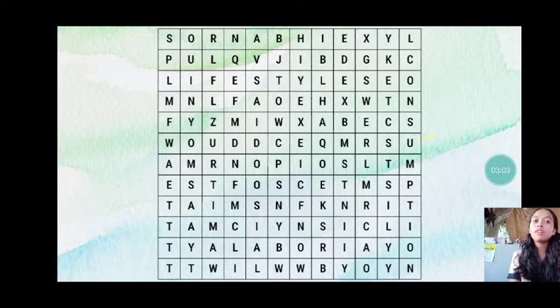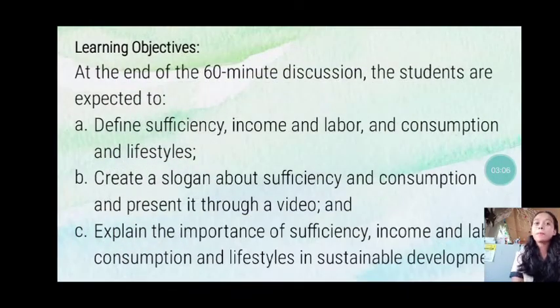So for our objectives for today, at the end of the 60-minute discussion, the students are expected to: A. Define sufficiency, income and labor, and consumption and lifestyles. B. Create a slogan about sufficiency and consumption and present it through a video. And lastly, explain the importance of sufficiency, income and labor, consumption and lifestyles in sustainable development.